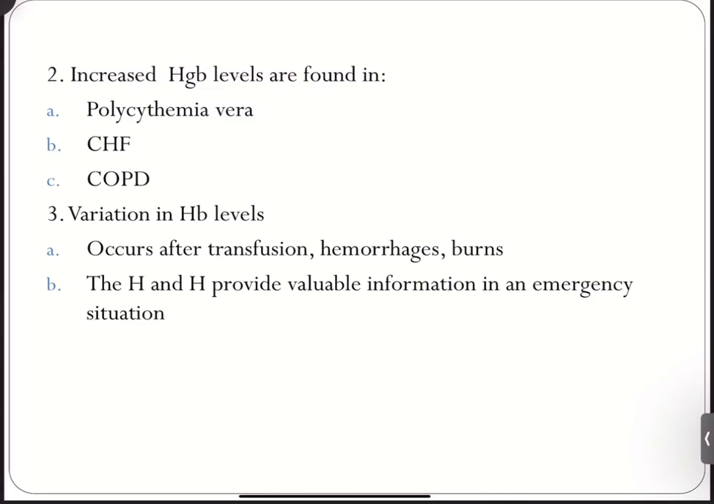Variation in hemoglobin levels occurs after transfusion, hemorrhage, and burns. Thus, your body is compensating for the defects now being inflicted on your blood.